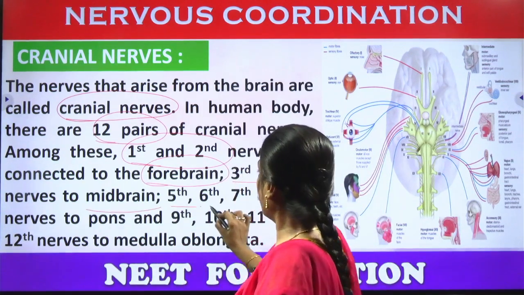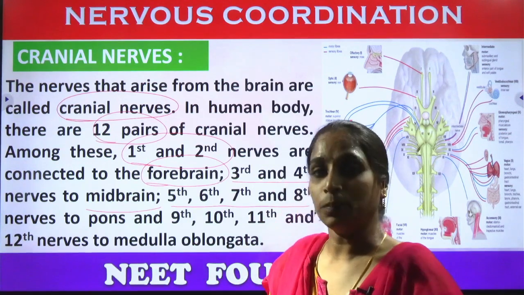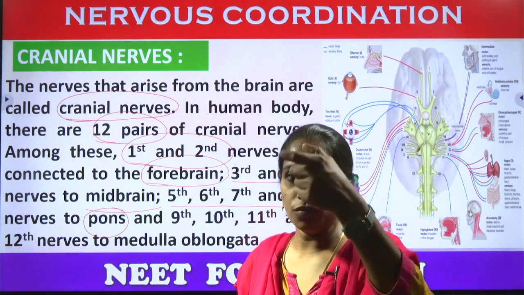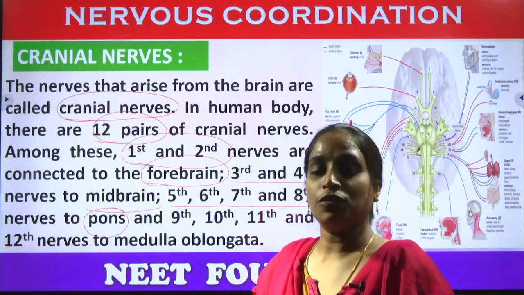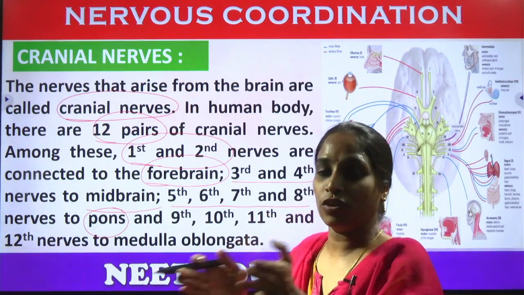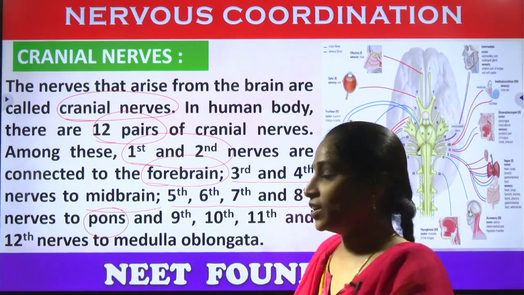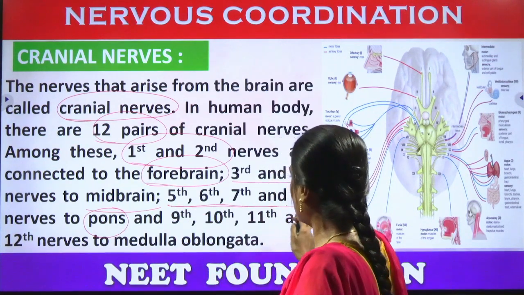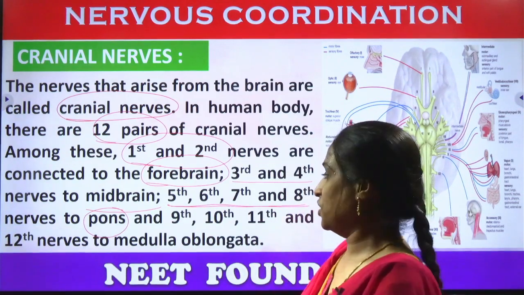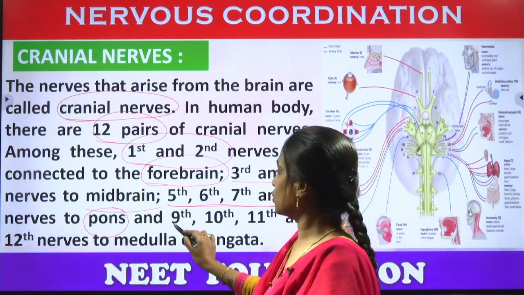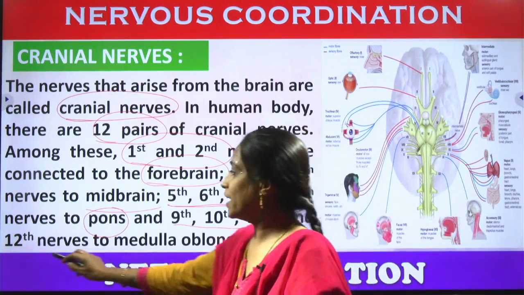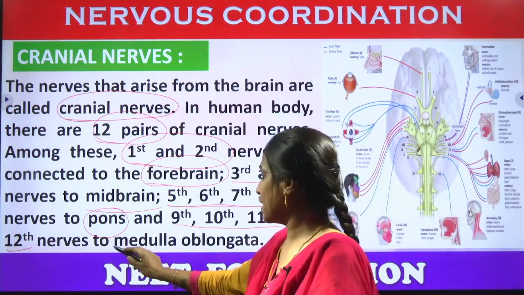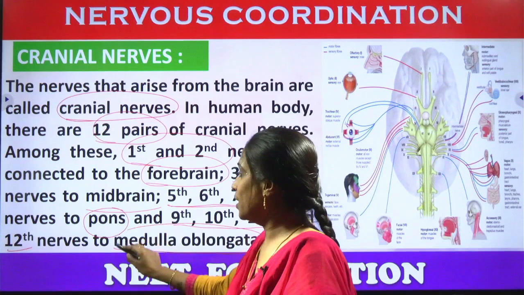Next, the fifth, sixth, seventh and eighth pairs are connected to the pons varoli. Pons means a kind of basal part of the structure of the brain which moves toward the elongation of the spinal cord. The basal part is called the pons. So from the pons region we can observe the fifth, sixth, seventh and eighth pairs of cranial nerves arise. Last but not least are the 9, 10, 11 and 12. These last 4 pairs are attached to the last region of the brain called the medulla oblongata.